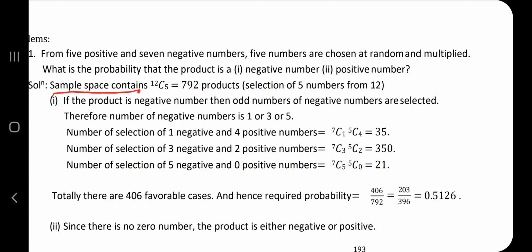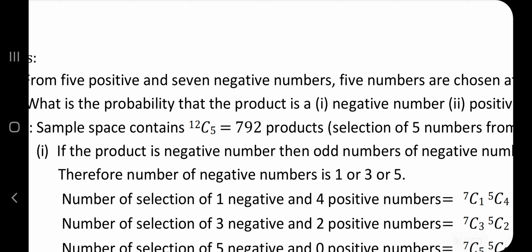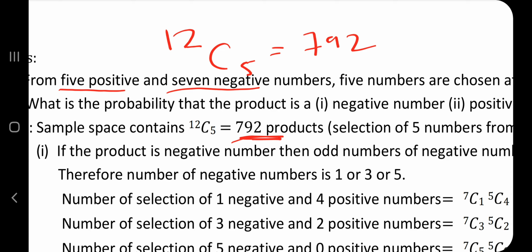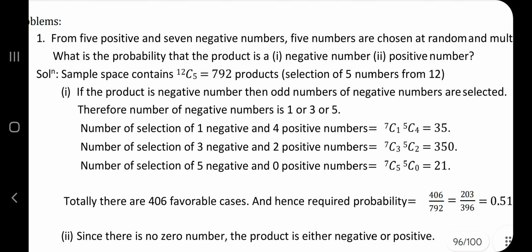Sample space contains how many? Meaning, how many total possibilities are there to pick? We are picking 5 random numbers from how many? 5 positive and 7 negative. That means totally 12 numbers are there. From 12 numbers, how many are we picking? Just 5. So how many combinations are possible? 12C5, which is 792. 792 products are possible by selecting 5 numbers from 12 numbers.